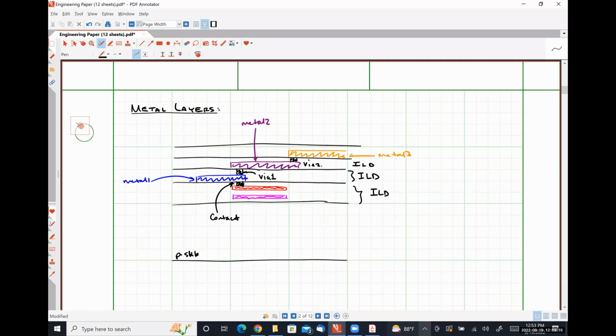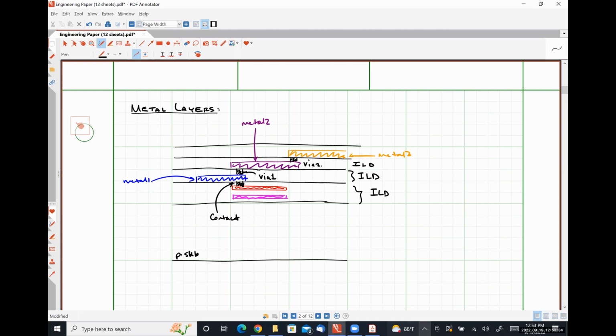Now, contacts and vias are literally the exact same thing. They are 2 lambda by 2 lambda by default, cannot make them larger than that. Tungsten plugs having a resistance of approximately 10 ohms. Okay.